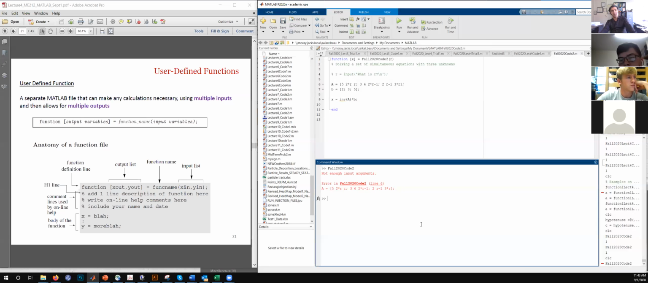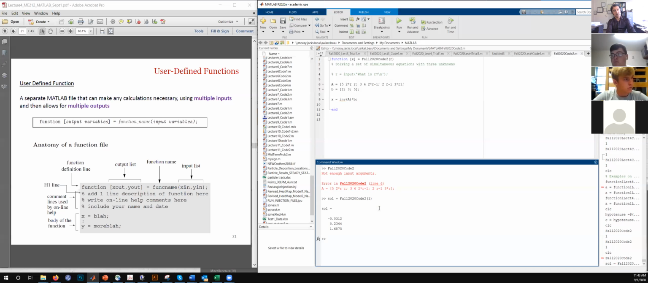There is another way to solve this problem without really inputting R in this line. The way we do this is this. Solution, some variable name, is this new function that you have created, fall 2020 code 2, and then plug in the value of R that you want in that function. So R is 1, and then you get the solution as this.